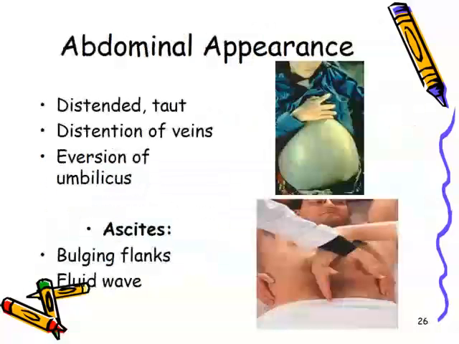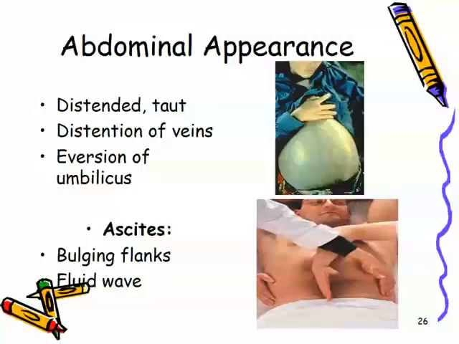The abdomen can appear very distended. That picture to the right is an extreme case of ascites, but it can get quite distended and taut. You can see the distension of the veins, and you can start to see eversion of the umbilicus. For those patients that do have ascites, you can actually check for fluid waves.